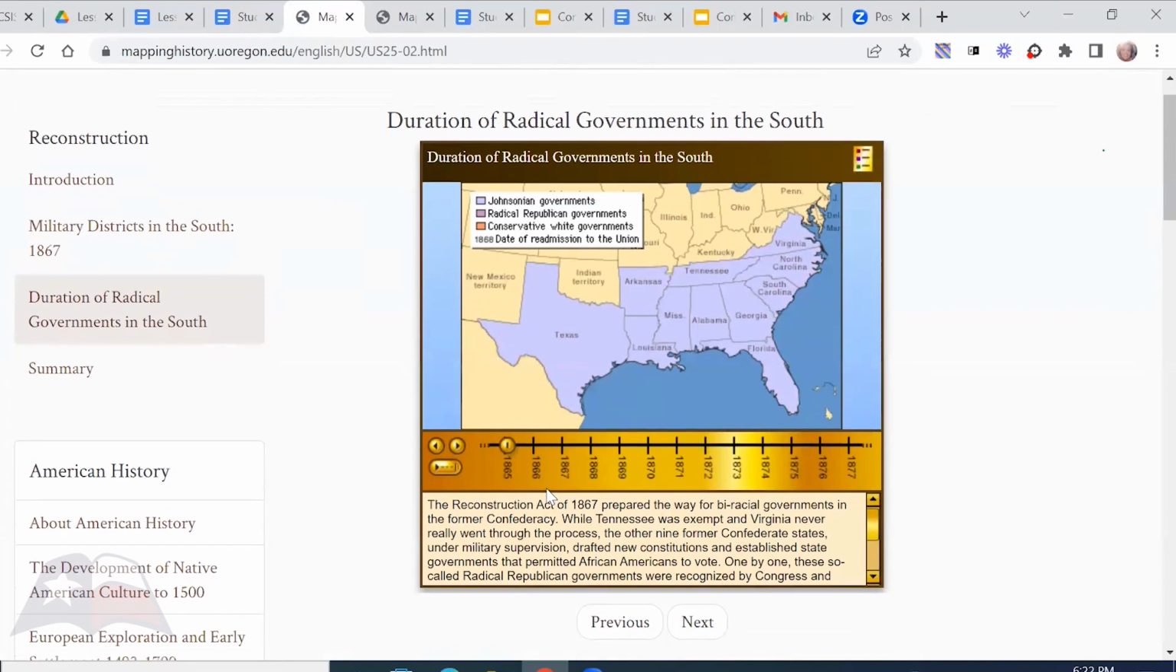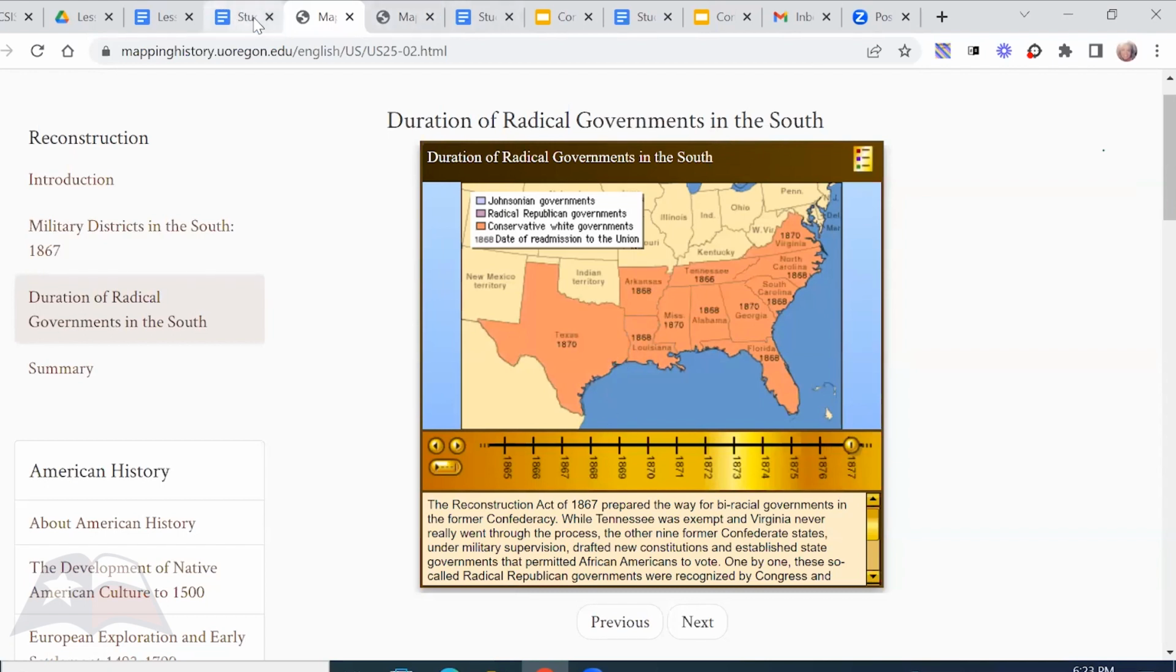It starts at 1865. Johnsonian governments are all over the place, obviously. And then I think the next year I put on there is 1867, so Tennessee becomes a radical Republican government. Then they'll check out, I think, 1869 after that. There's a lot of change that happens. And then moving on, you guys can see the change. It's crystal clear. All the things are changing until we get to 1877, and it's all conservative white governments.